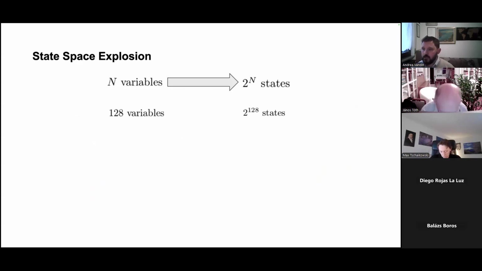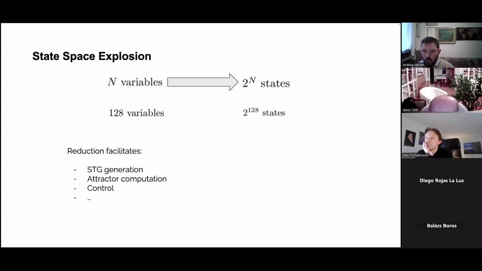The problem is, as usual, state space explosion. If you have n variables, the state transition graph, the state space will have 2 to the n states. So we propose a reduction technique that gives you smaller STG, but often too big to be analyzed anyway. Faster computation of attractors. Attractors are computed without fully enumerating the STG, the state space, so you can analyze more. And also it facilitates control techniques applied to Boolean networks because you have simpler Boolean networks.